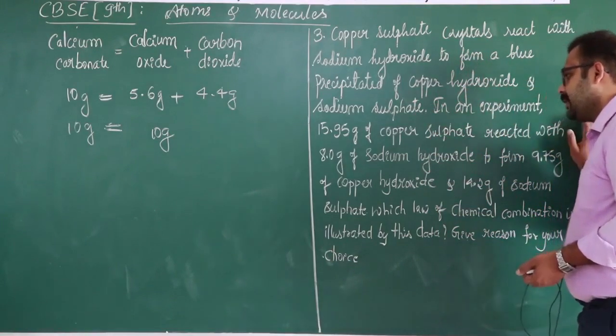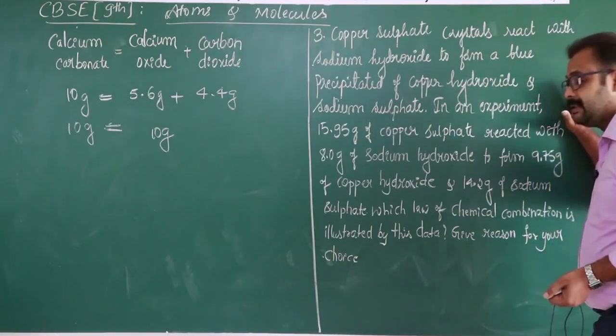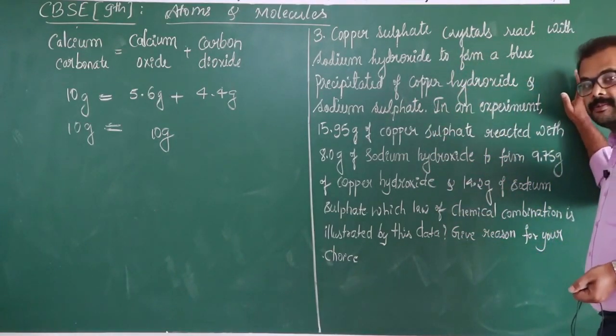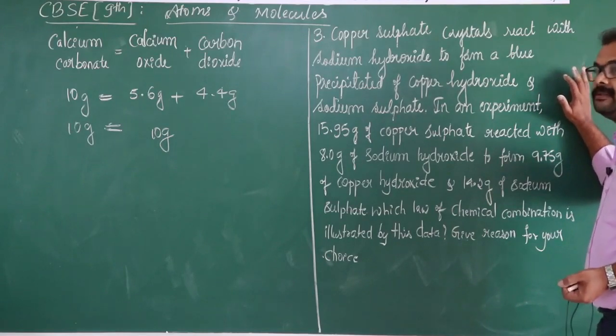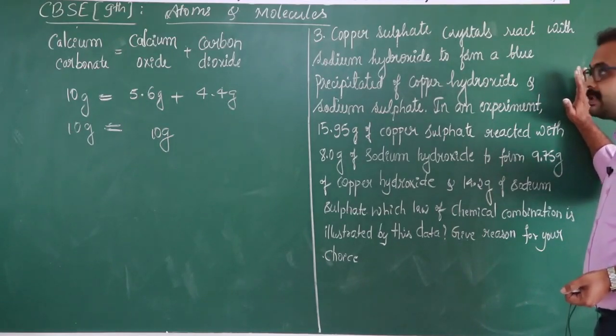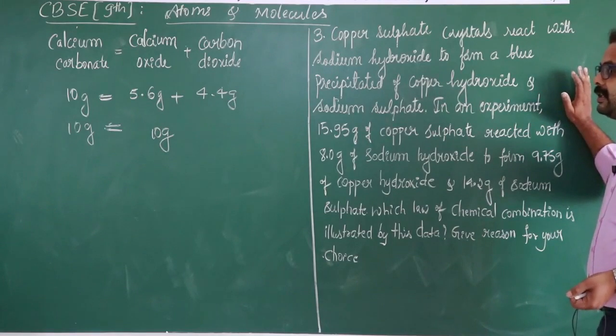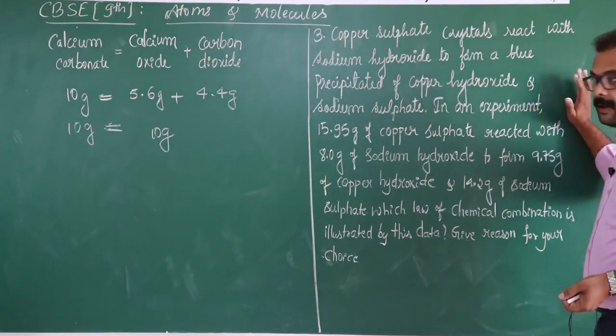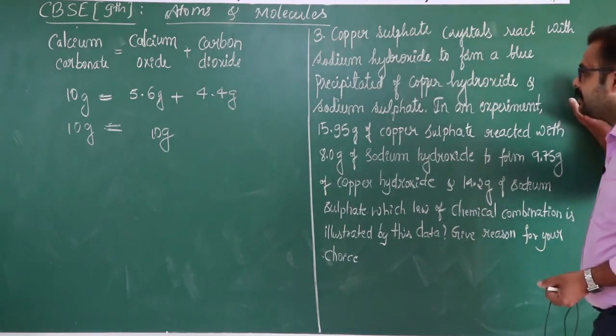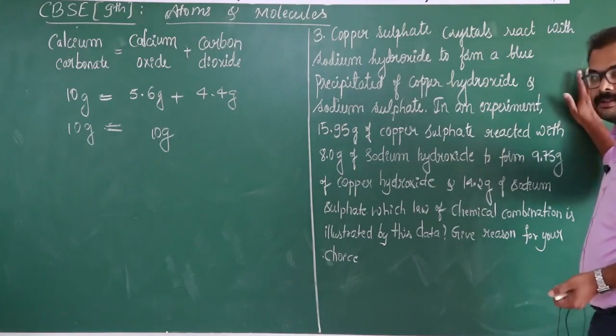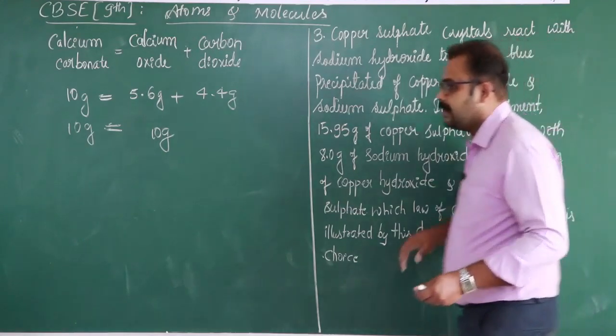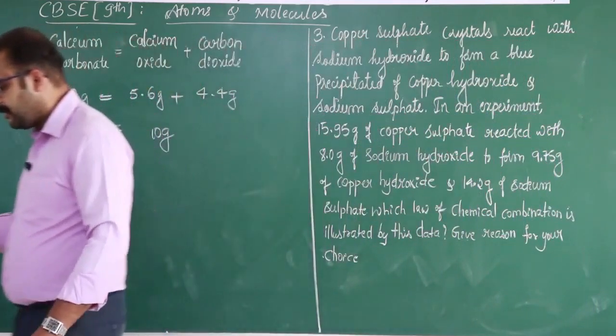Now you have to add the mass of the reactants and products. If the value is the same on both sides, then you have to say whether it belongs to the first law or not. Okay, this is the problem, so solve it yourself and send me the answer that you get regarding this. Okay, let's see one more problem.